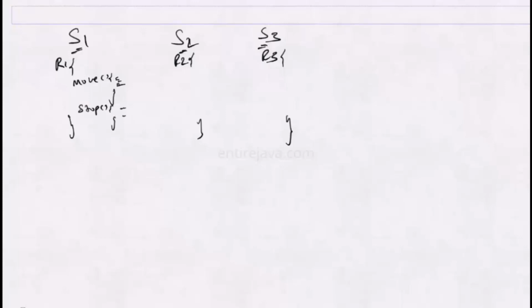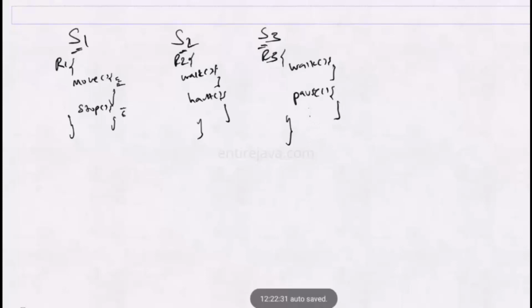etc. And here this can have a walk method and a halt method, and here it can have again walk and pause, so on and so forth. If you observe, the task performed by all these methods, stop, halt, and pause, is essentially to stop the robot. The goal of this method is ultimately the same, is to stop the robot.